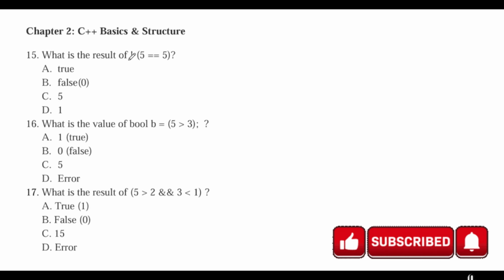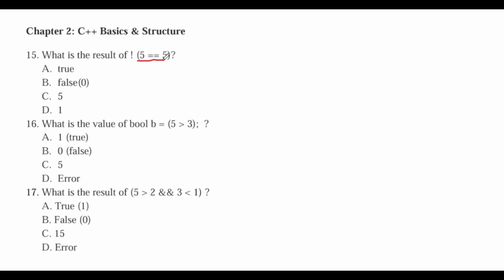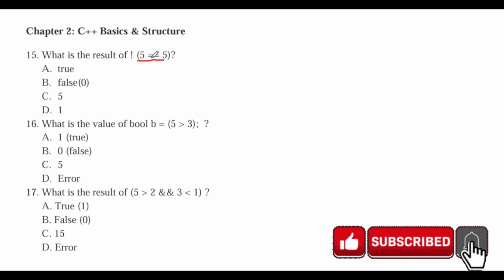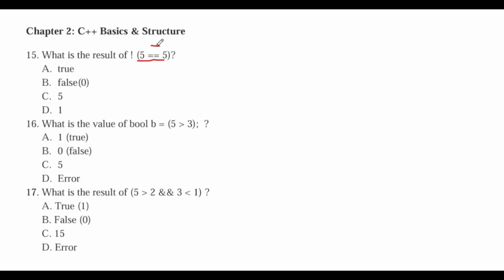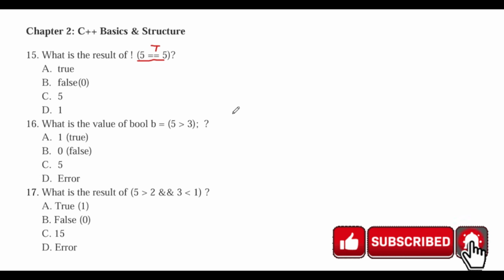What is the result of negation of 5 equals to 5? This symbol is comparison. You have to understand. Comparison symbol. Equals to comparison. When you see in the bracket 5 equals to 5, yes, it is true. 5 is equal to 5. Yes, it is true. True means you can say 1.